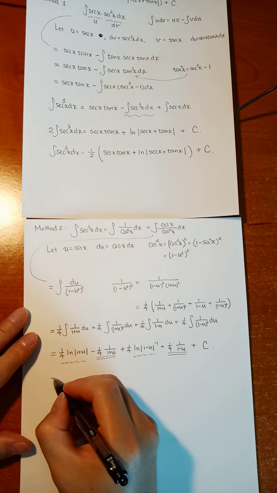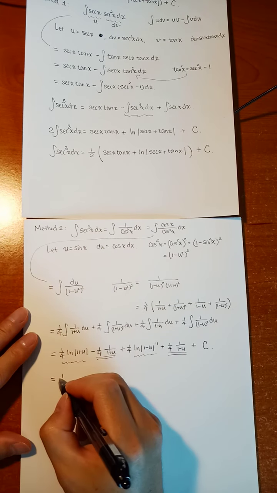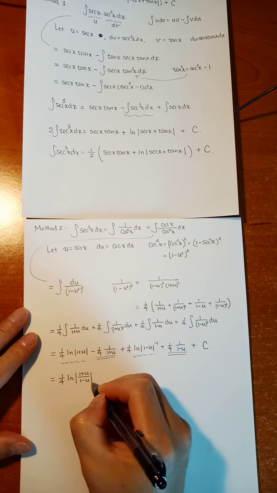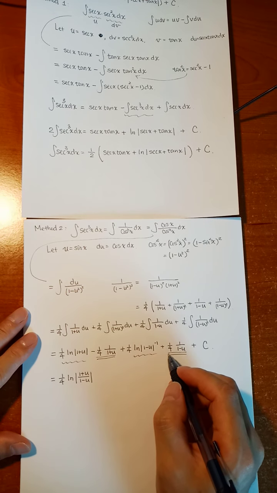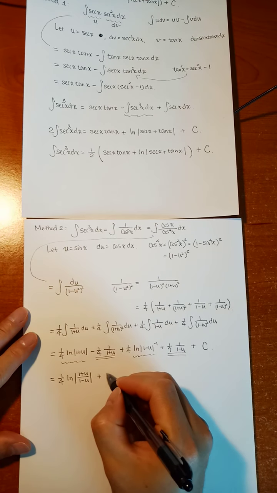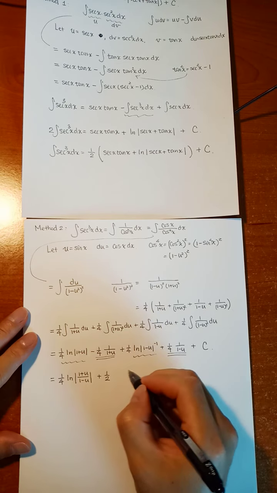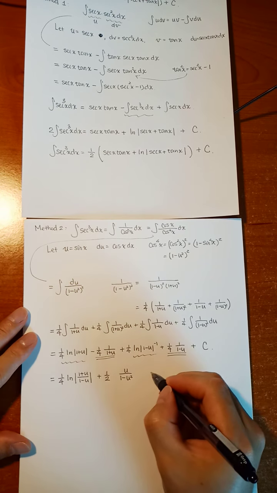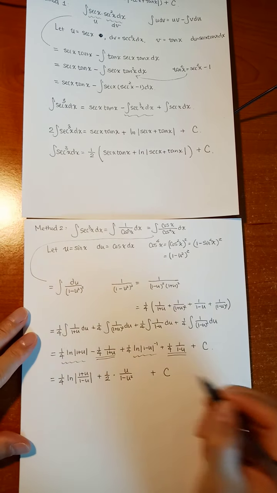So put the first and third term together, we get 1 over 4 natural log absolute value of 1 plus u over 1 minus u. These 2 terms, you put them together, you will get 1/2 and u over 1 minus u squared, and then plus c. This is the product.